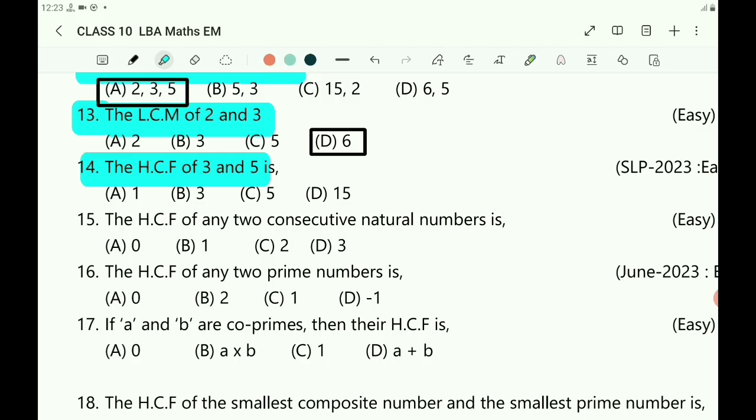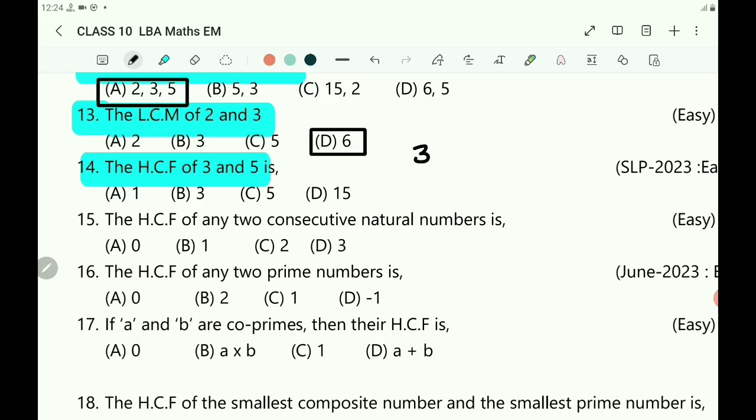So 1 becomes the HCF. Here, what is the LCM of 3 and 5? The LCM of 3 and 5 is their product, as they are prime numbers. 15 becomes the LCM. But here, what is asked? HCF. HCF means the common factor we have to consider.